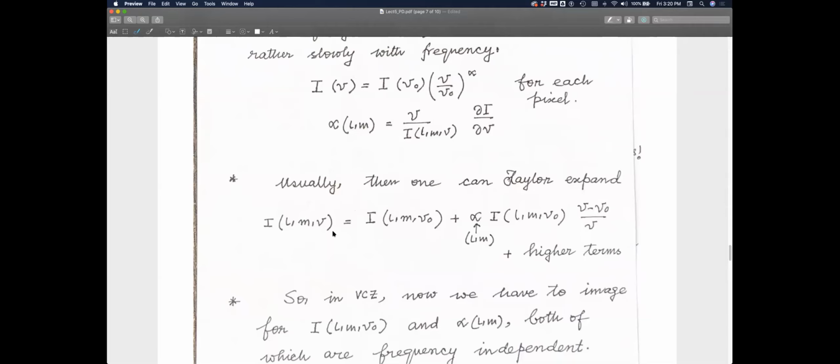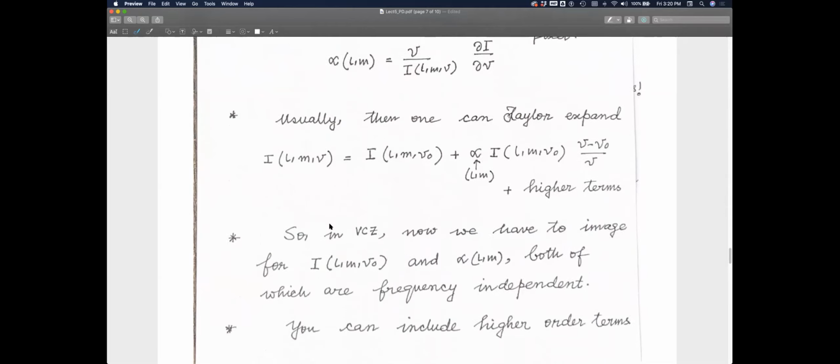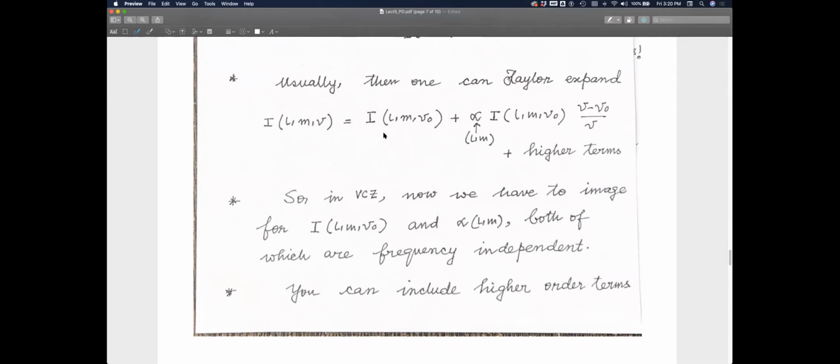But now if you look at this I, which is a function of frequency, it can be written in terms of two quantities, I_lm at nu0 and alpha_lm. None of them depends on frequency. So in my visibility theorem, I can break I into these terms, and then I have to make an image of I_lm nu0, and I have to make an image of alpha_lm. I have to make two images instead of one. If I keep higher order terms, I have to make one more image for each additional higher order term. But each of these images is independent of frequency.